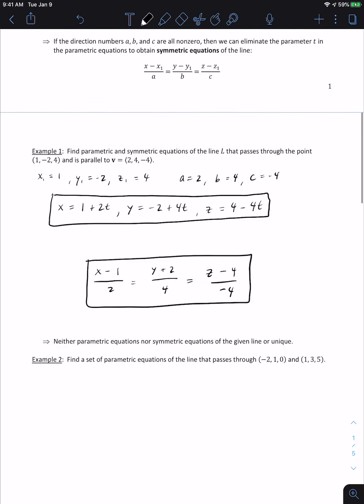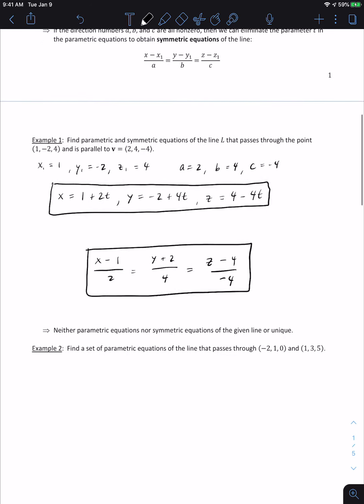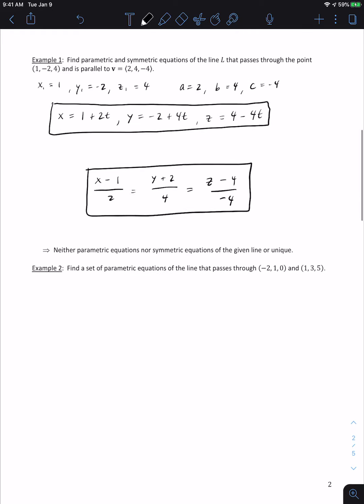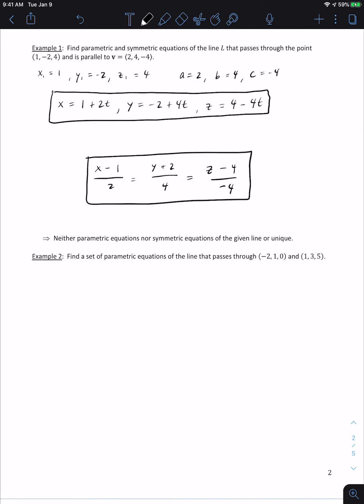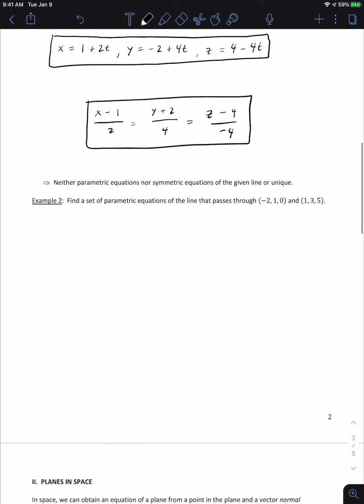Neither parametric equations nor symmetric equations of the given line are unique. So remember when we talked about parametric equations to begin with, parametric equations are not unique, right? Depending on what our parameter is, if we say x is equal to t plus 1, that gave us a set of equations, and if we said x was equal to t minus 1, that gave us another set of equations. Same thing goes here. Parametric equations are not unique.